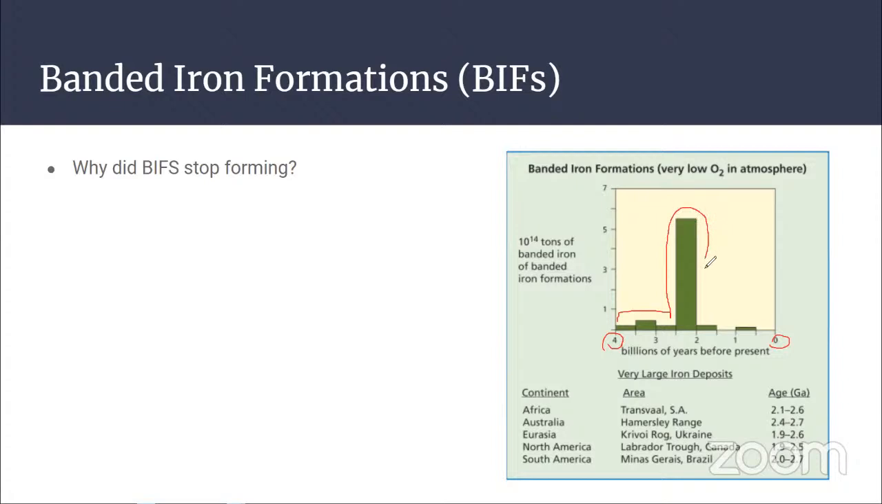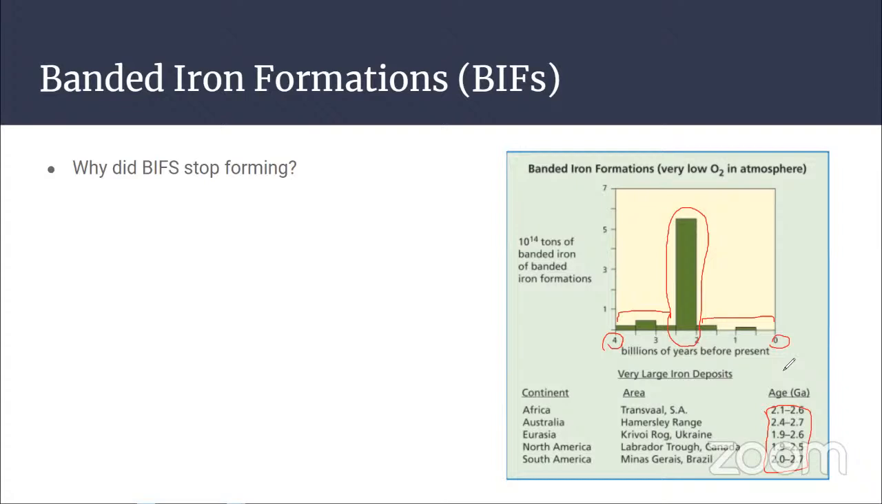Then we have a super obvious surge in banded iron formations, and we can see them across the world. We can see these banded iron formations in Africa, Australia, Eurasia, North America, South America. They're kind of all over the place. We can see that we have them in a similar time scale, clustering around about 2 billion years ago. Remember the GA billion years ago. Then we see them slow down their formation and actually disappear for chunks of time.